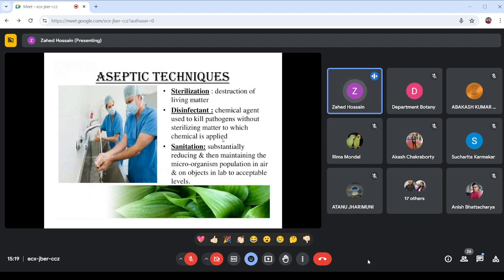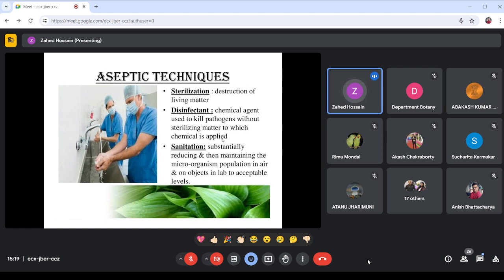So these are the different aseptic techniques. First one is sterilization, which I mentioned. Sterilization means the complete destruction of the pathogen or the living materials. But disinfectants are chemical agents used to kill pathogens without sterilizing the matter to which the chemical is applied. That means if you apply disinfectant on the table, it will not lead to sterilization, but if there is a certain pathogen, that will be killed.